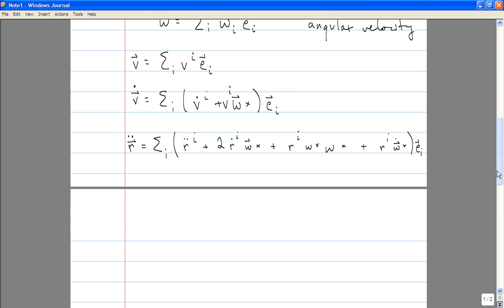But in fact, it is important to remember that this term here is omega cross (omega cross ei), which of course is not the same as (omega cross omega) cross ei. Omega cross omega is equal to 0. So the right-hand side of that equation is 0, whereas the left-hand side is not. So I misspoke when I said that the other day.